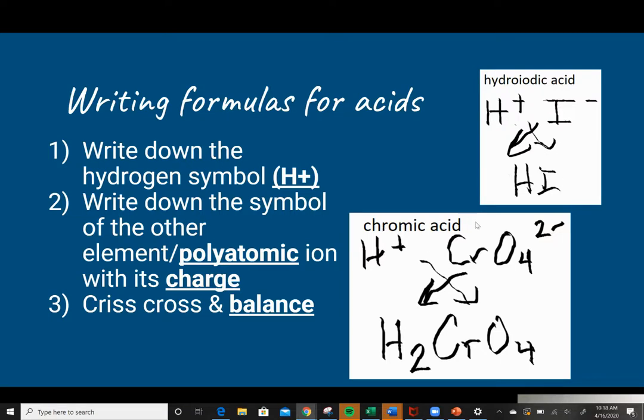Now for chromic acid, we have our H+, and when you look on the polyatomic ion chart for chromate, we see that it's CrO4 2-. So now I'm going to take that 2, give it to my H, and then give the 1 to my CrO4. So it becomes H2CrO4. So for polyatomic ions, you will have to look at that chart to figure out what your ion is and what its charge is. And then it's just a matter of switching those charges.